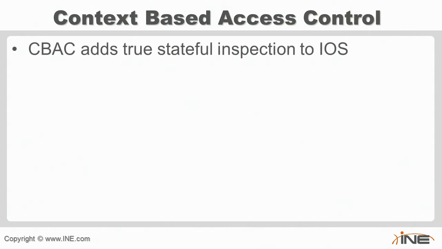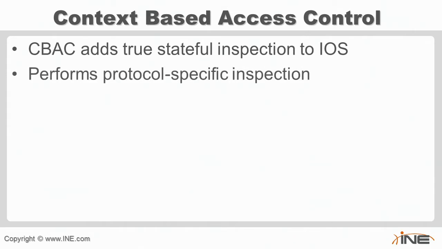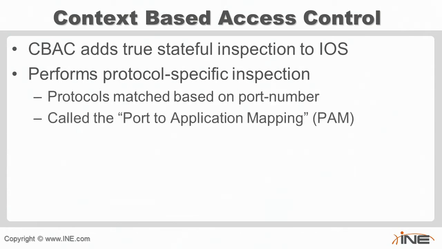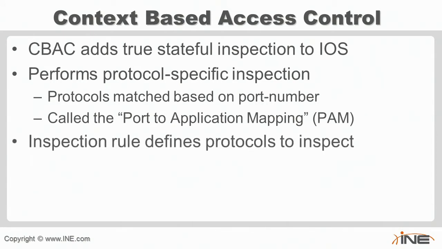Now, the main difference between CBAC and what we previously saw with the reflexive access list is that CBAC adds true stateful inspection to IOS because it does per protocol specific inspection. The protocols are going to be matched based on their port numbers, which we consider the port to application mapping, or PAM. And once the protocol is matched, there is going to be a specific inspection rule that applies to that individual protocol. From a configuration point of view, we define these with the ip inspect command, specify a rule, and specify what particular applications we want to inspect.